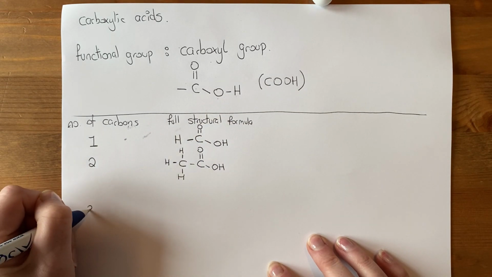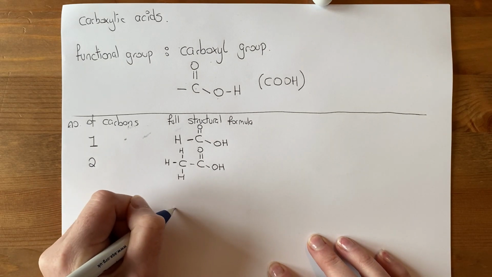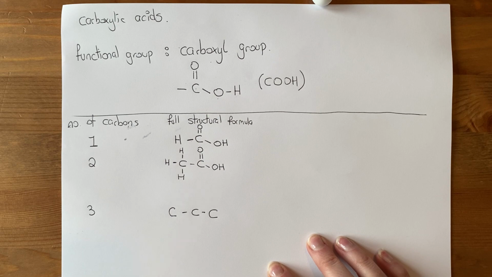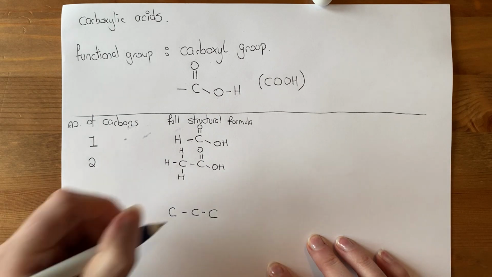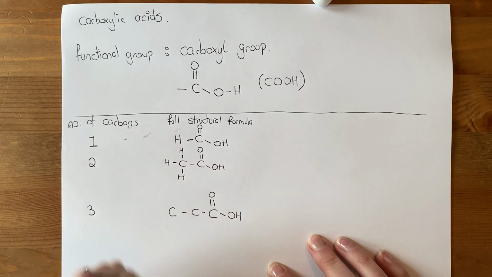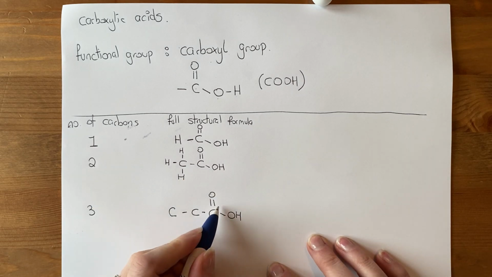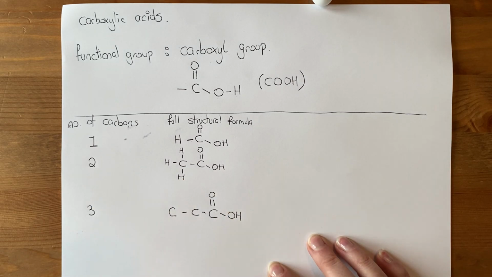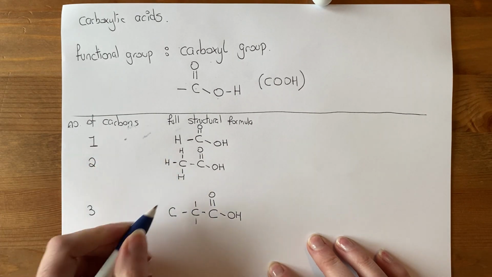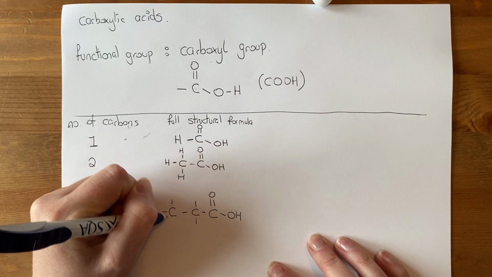If I have 3 carbons, I'm going to start when I draw these by doing all 3 of my carbons in the chain the same way I do with the alkanes and the alkenes and the alcohols. I'm then going to add in my functional group at the end. This carbon's happy, it has 1, 2, 3, 4 bonds. This one only has 2, so it needs 2 more. This one only has 1, so it needs 3 more.